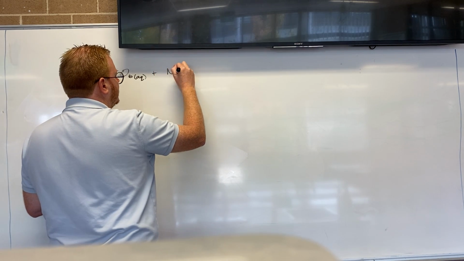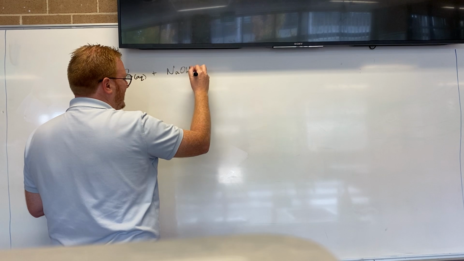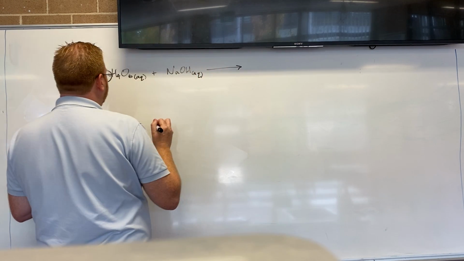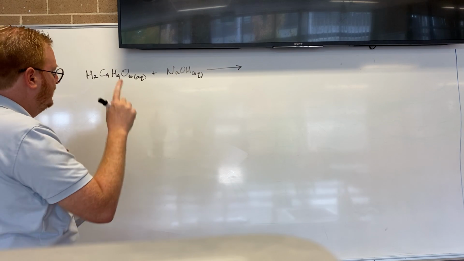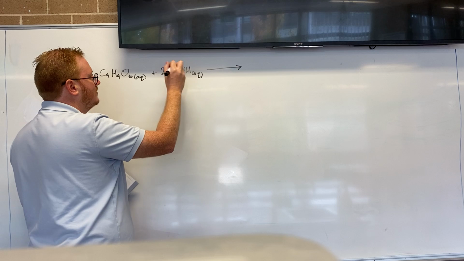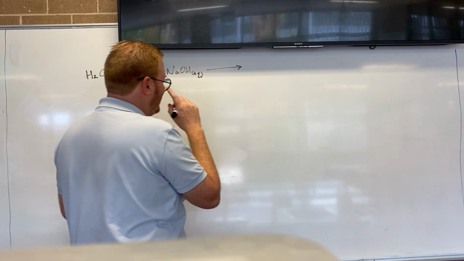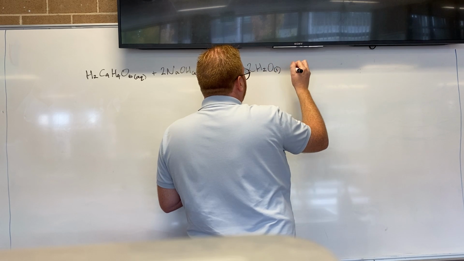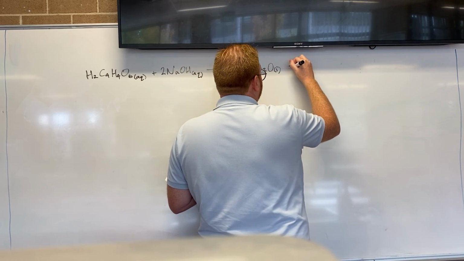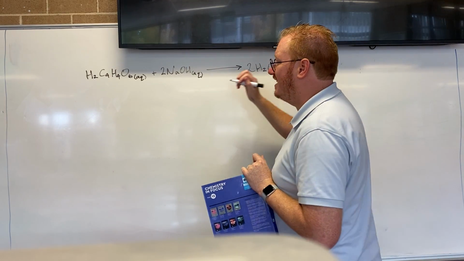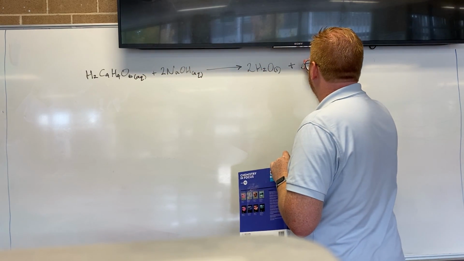Plus our sodium hydroxide, aqueous. What are we going to get? Well, it's diprotic, so for 2 hydrogens, H pluses, we're going to need 2 hydroxides. So I'm going to start that way, and that's going to form 2 waters. Okay, what do we have left? The conjugate base of the tartaric acid will be that minus the 2 hydrogens.